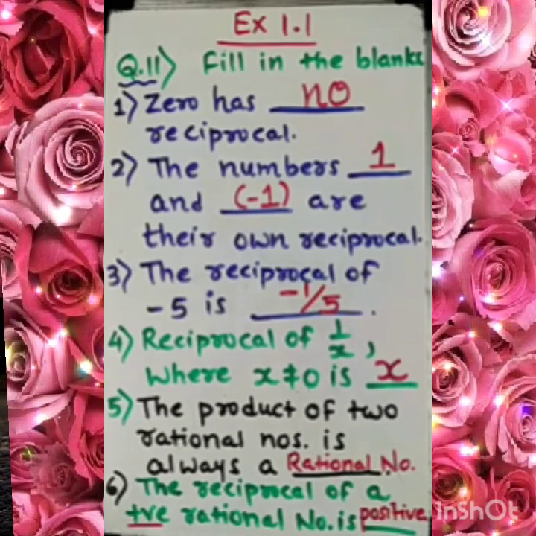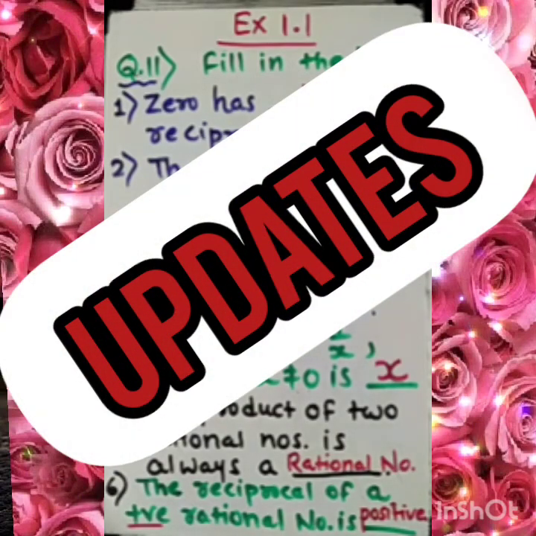So this is the completion of exercise 1.1. In our next video, we will cover exercise 1.2. In that, we are going to study how to locate rational numbers on a number line. This is the first topic. And secondly, we will learn how to find particular rational numbers between two given rational numbers. So be ready for that.